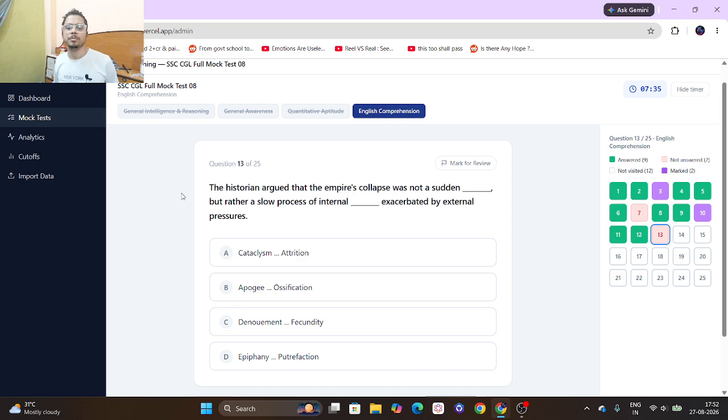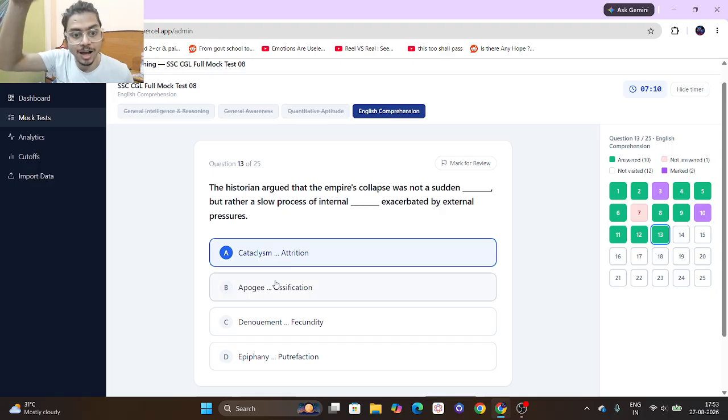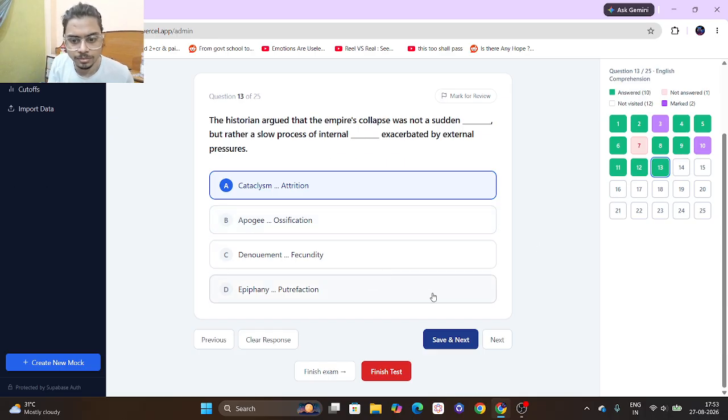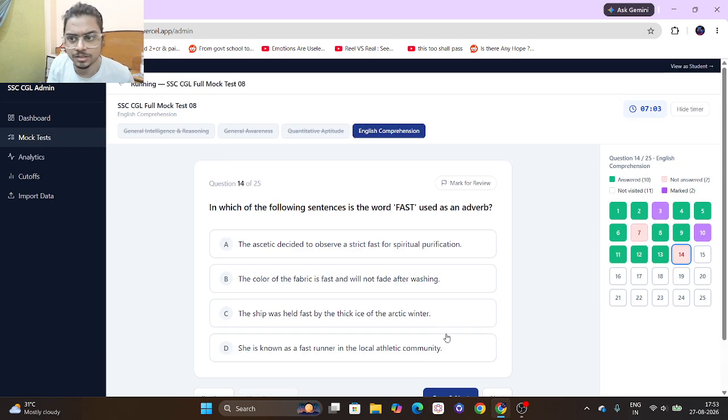The historian argued that the empire's collapse was not a sudden cataclysm, but rather a slow process of internal attrition exacerbated by external pressure. Cataclysm means a sudden political collapse. Attrition means a slow, gradual decline. Apogee means a sudden high, so that won't fit with collapse. So that is true. Other answers could also be correct, but this is the best answer.